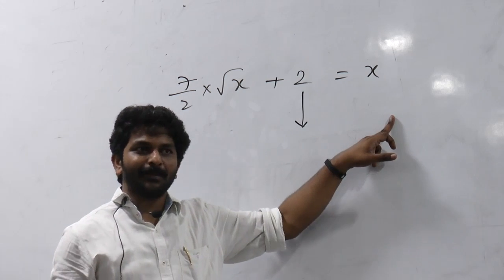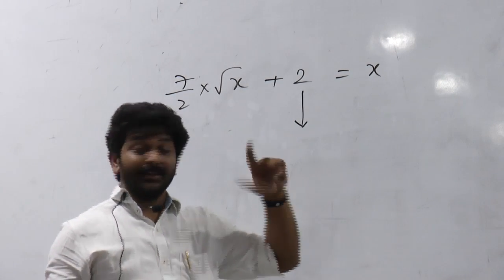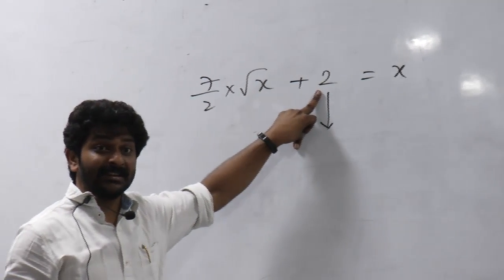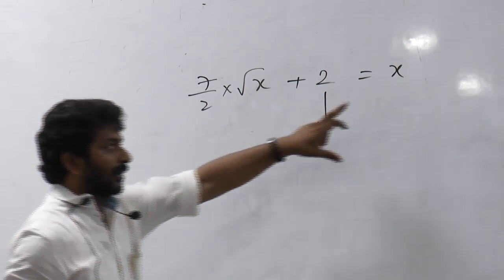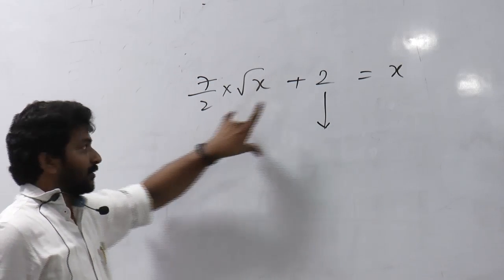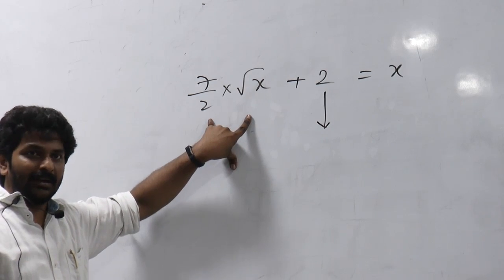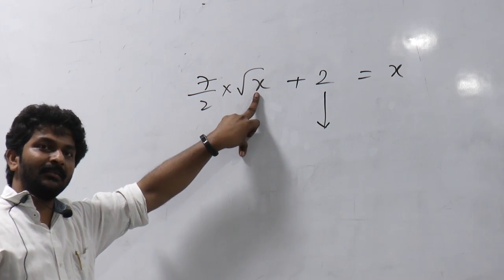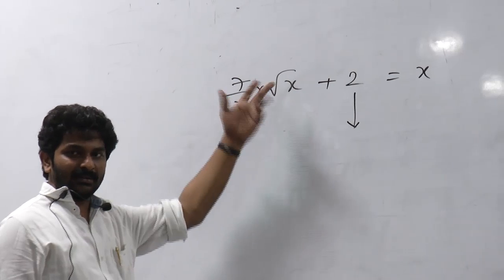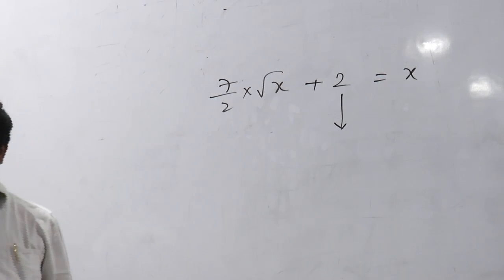Next, 12.5%. That is 1/8. If 12.5% is 2, total value is 16. Let's verify. Out of 16, we already have 2 here, so this value should become 14. Under root 16 is 4, 7/2 times 4 is 14. Satisfied? 12.5% is the answer.